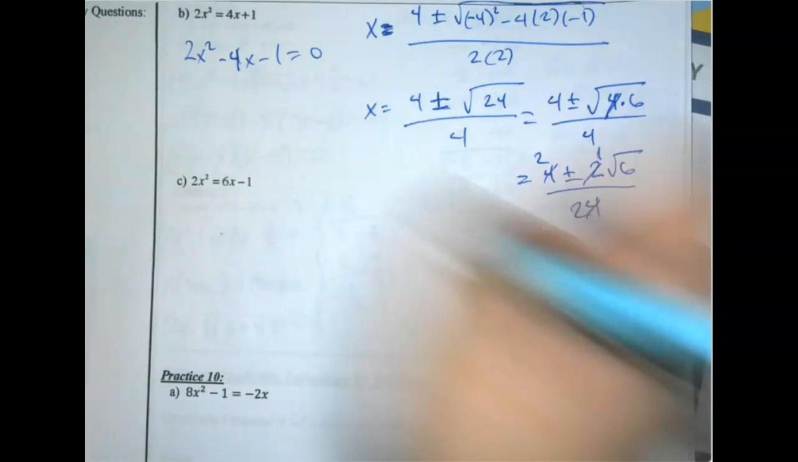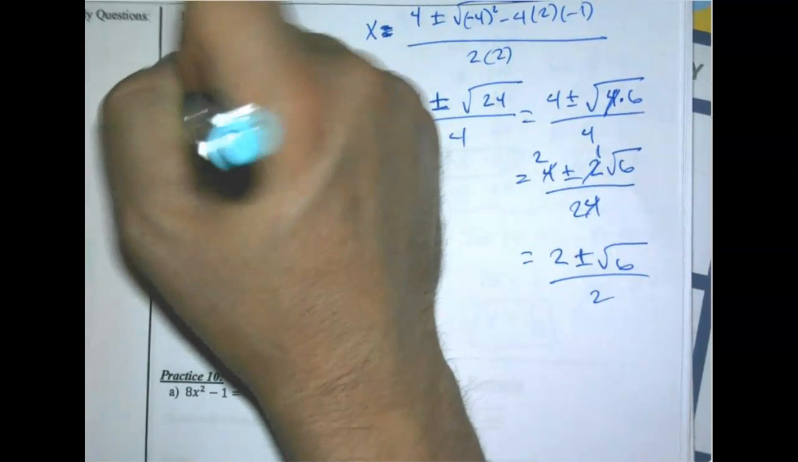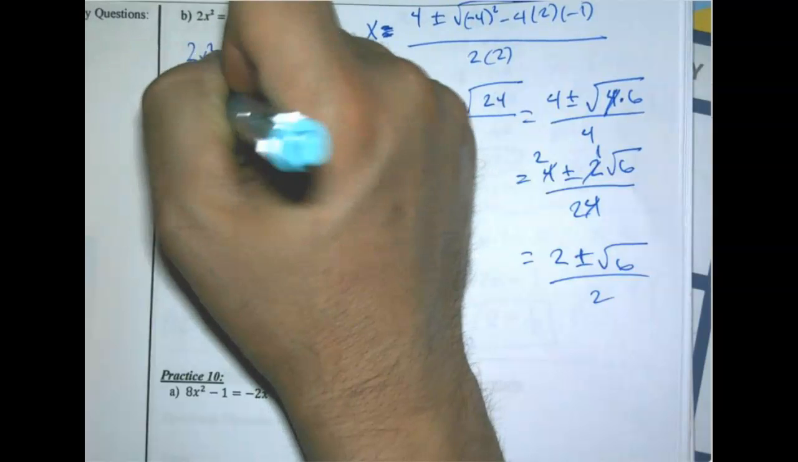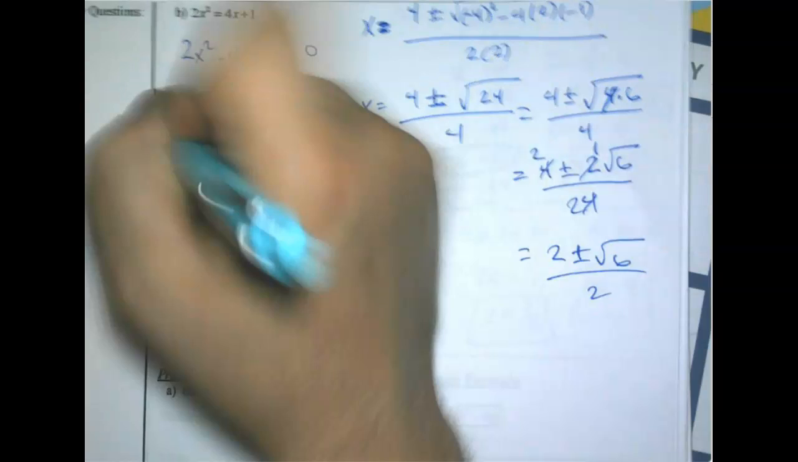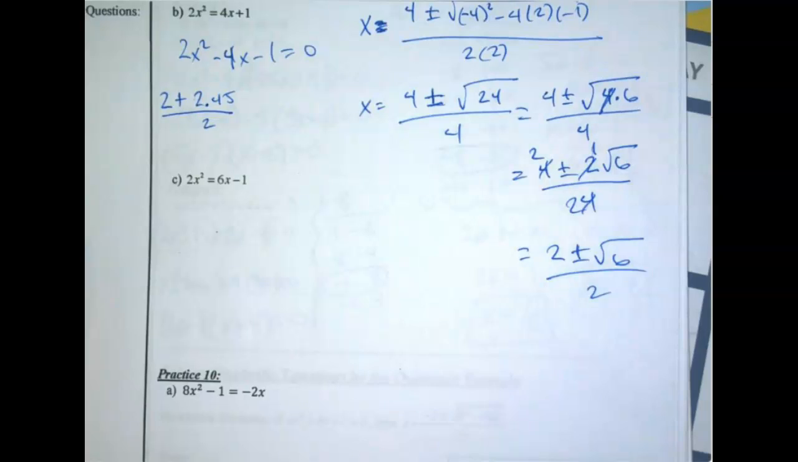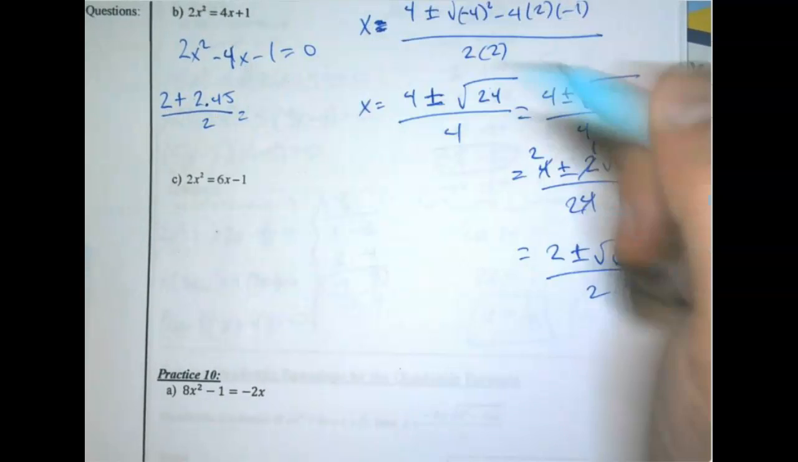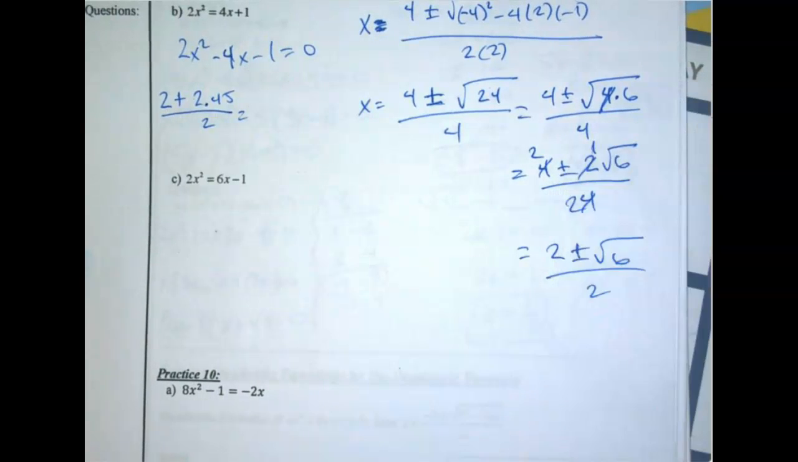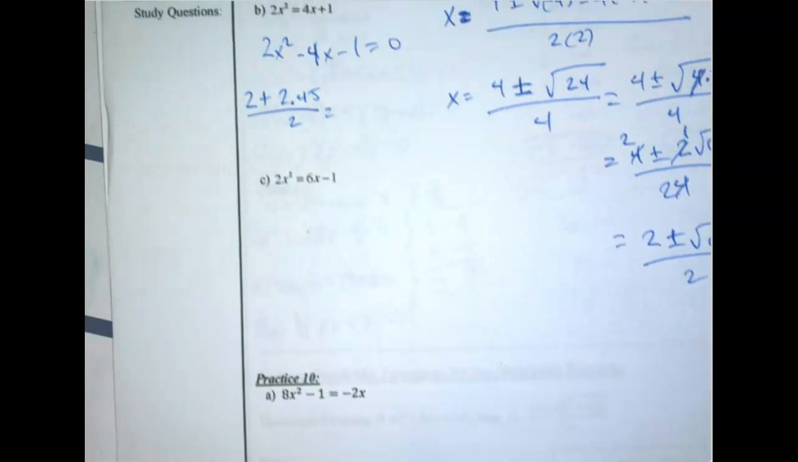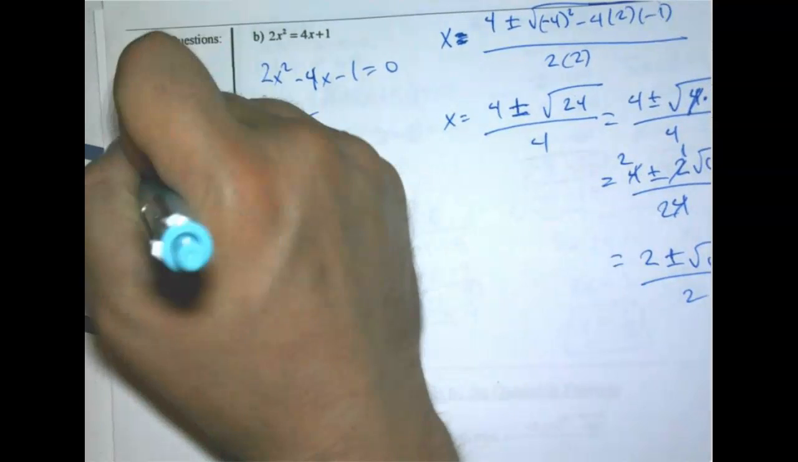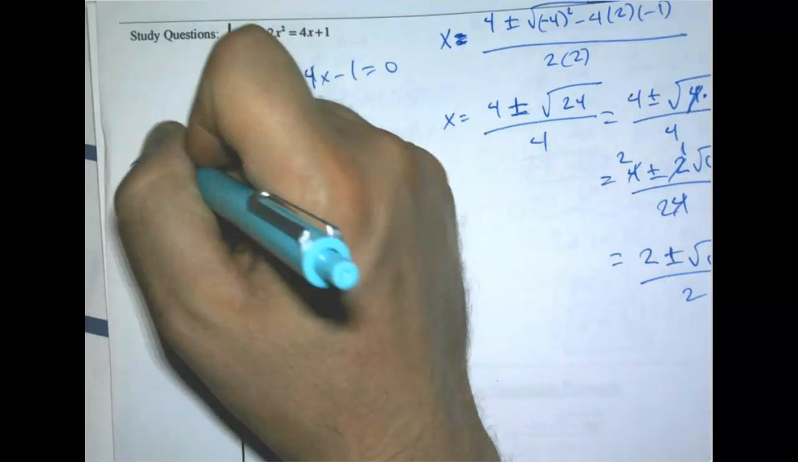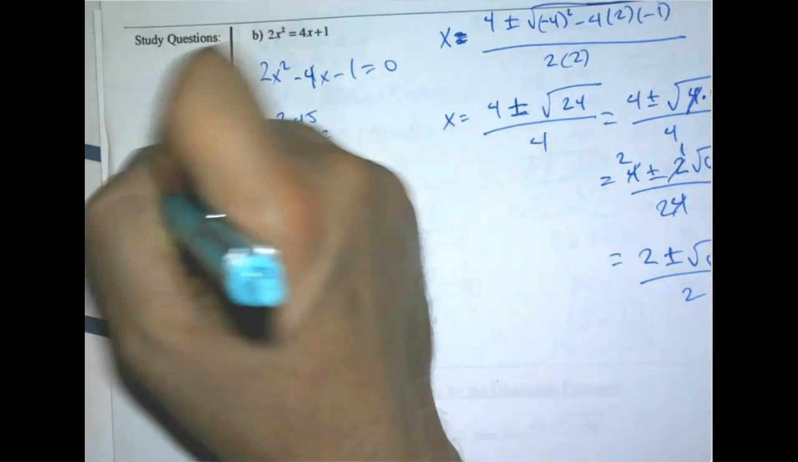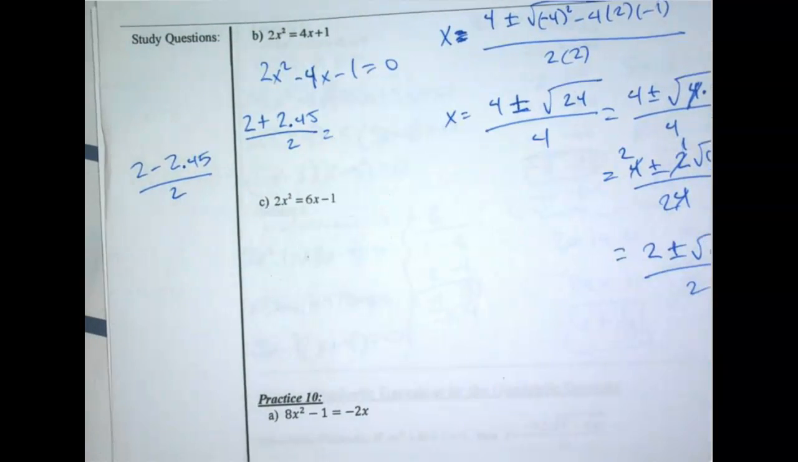So I'm going to switch back up here, guys. 2 plus 2.45 over 2. Remember, plus or minus. And then 2 minus 2.45 over 2. I think I'm going to get into this left column. I've taken a little too much space here. 2 minus 2.45 over 2. So that can be calculated.